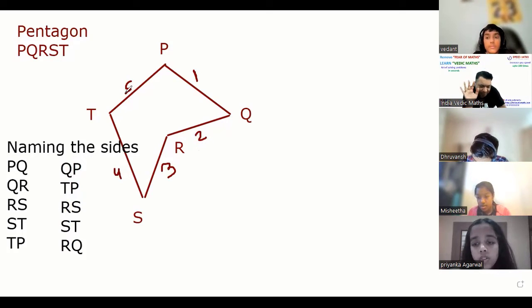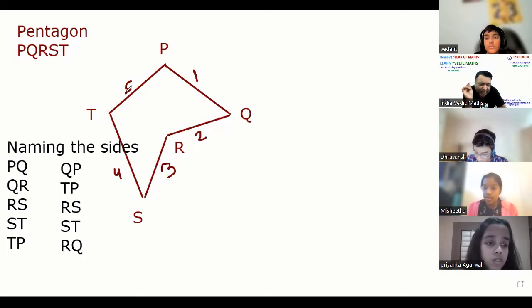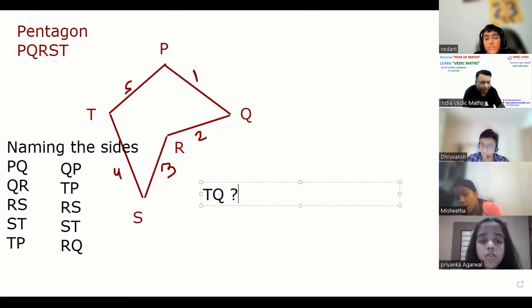So, understood the naming? Tell me, Kanak, TQ, is it a valid side or not? No, TQ is not valid. Why? Because it's not next to each other. There is no point joining them, and it is not a side of the pentagon, right?